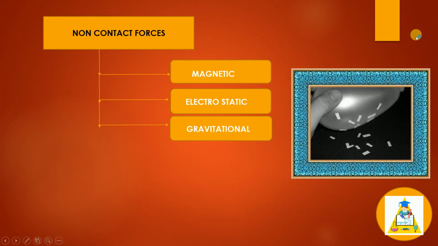So let's move forward. Coming to the non-contact forces, we have three types: magnetic, electrostatic, and gravitational force. This is an example for electrostatic. I'll explain in detail. So let's discuss the magnetic force.